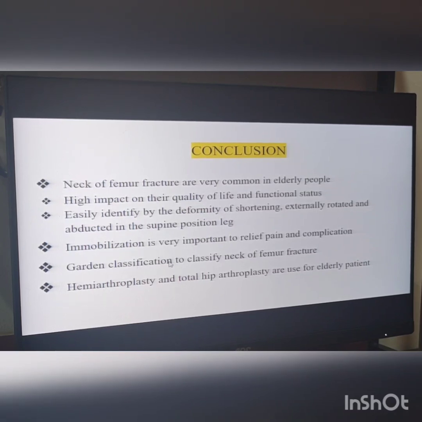The Garden classification is used to classify neck of femur fractures. I mentioned this just now and explained it very well. It's very easy to understand. Hemiarthroplasty and total hip arthroplasty (THA) are used for elderly people. This operation is not easy, it's a major operation, but these are the options for neck of femur fracture in Garden type 3 and 4.